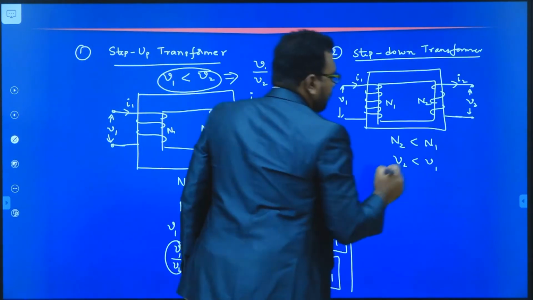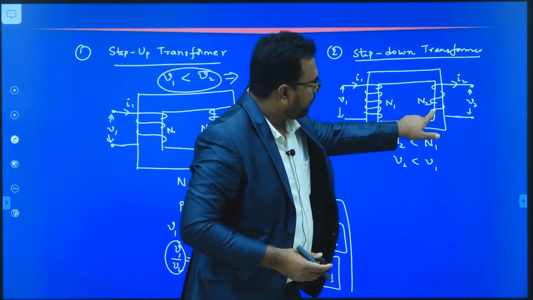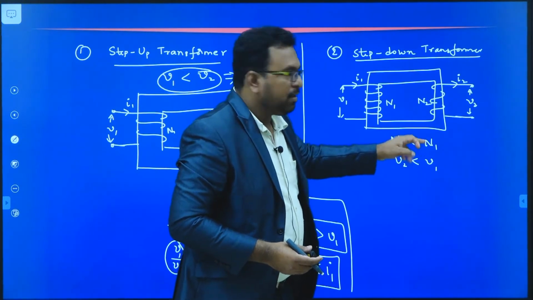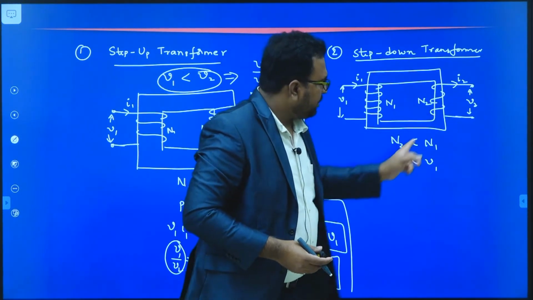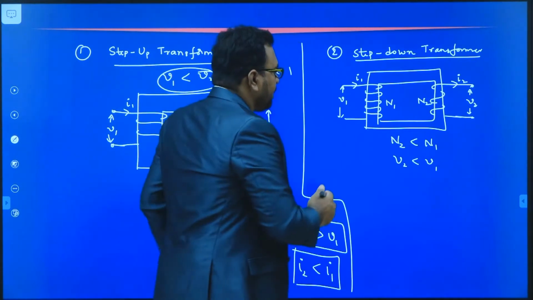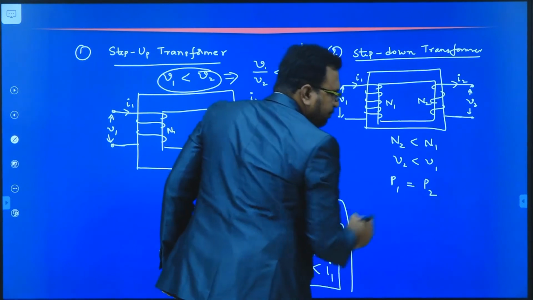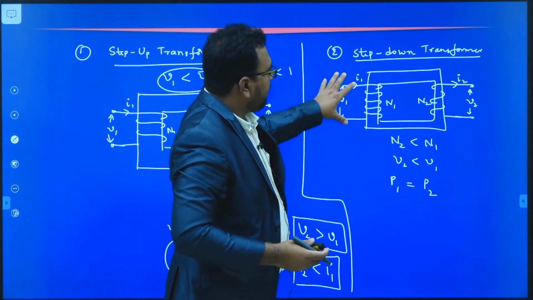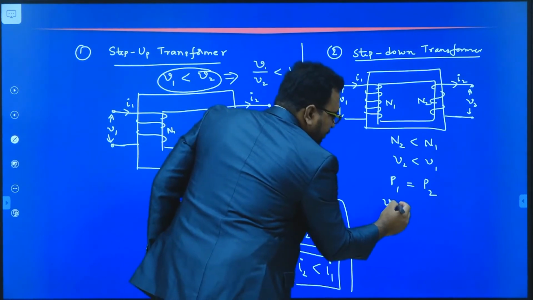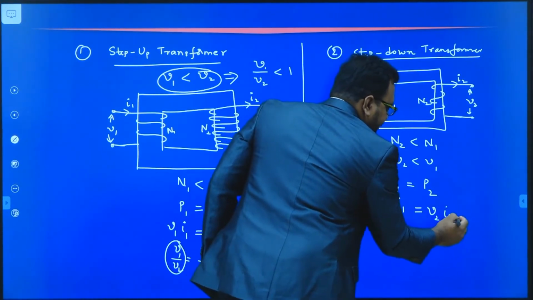Similarly, in case of a step down transformer, the secondary winding contains fewer turns when you compare with the primary winding. So N2 is less than N1. So the step down indicates that the output voltage is less than the input voltage. V2 is less than V1. Then what happens to the current? So always P1 is equal to P2. The power supplied is equal to the power delivered. So in case of the primary winding, the power is V1 I1. In case of the secondary winding, the power is V2 I2.